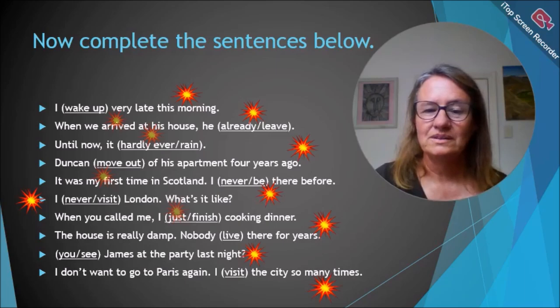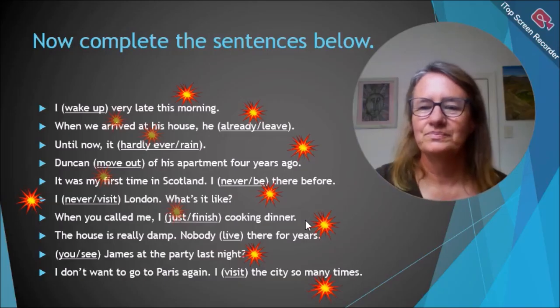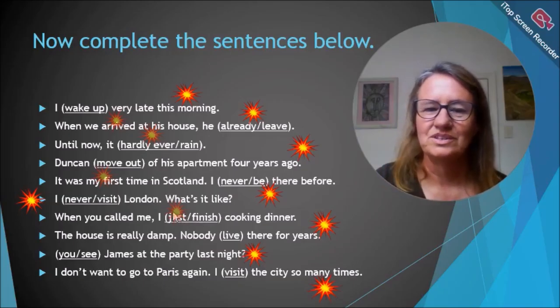When you called me, I just finish cooking dinner. So, are you with me? Are you already thinking about the tense? What are our signal words? Just. Just tells us perfect. In the first part of our sentence, we have when you called me. Past simple. So this is going to be past perfect. When you called me, I had just finished cooking dinner.